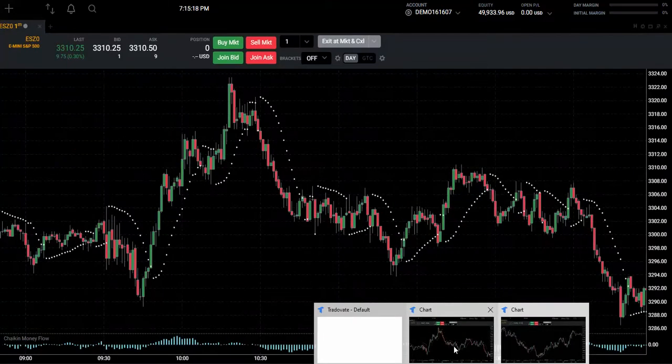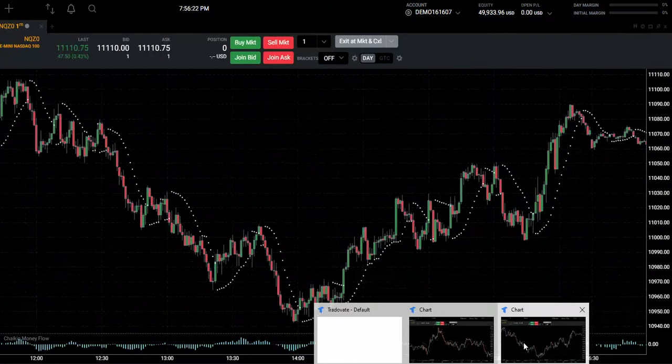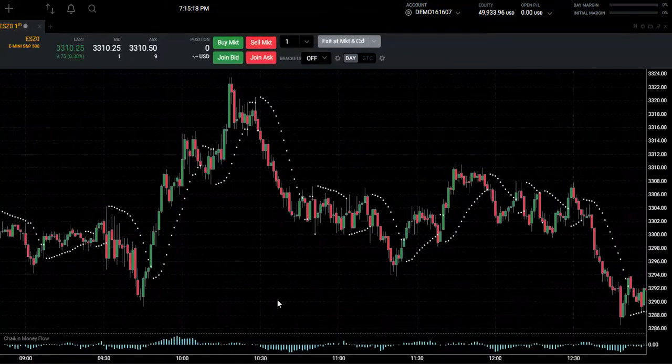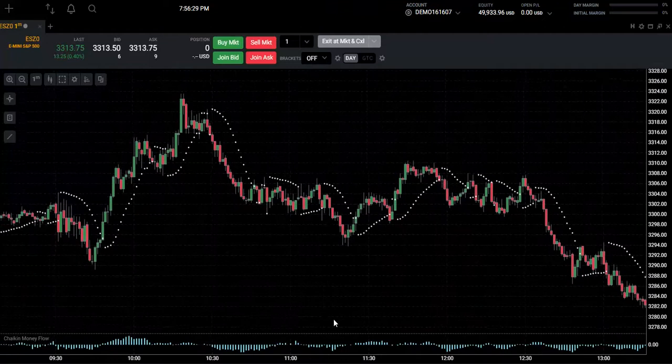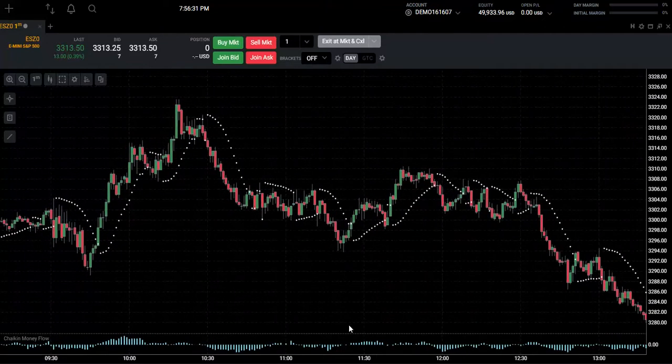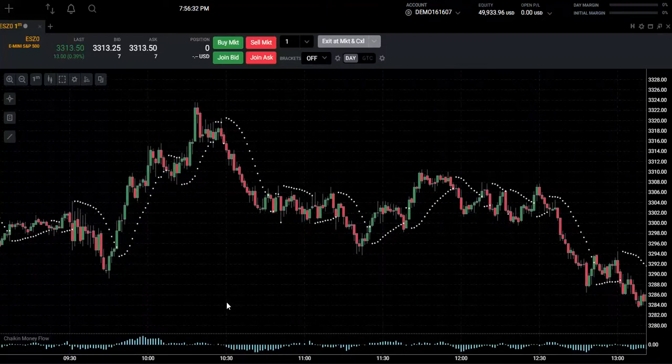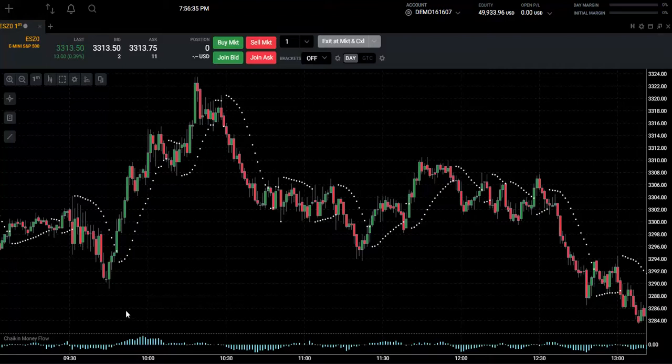Okay, so this is the ES. This is the NQ, and this is the ES right here. This is probably one of the most popular futures contracts right now that a lot of day traders like to use, including myself. Okay, so we got 9:30 here.